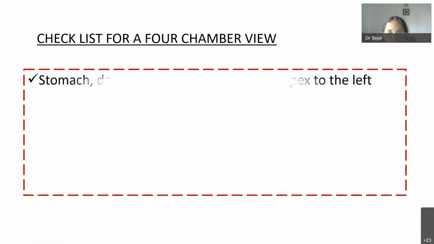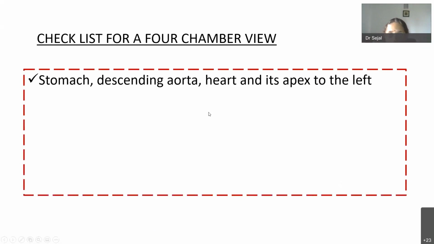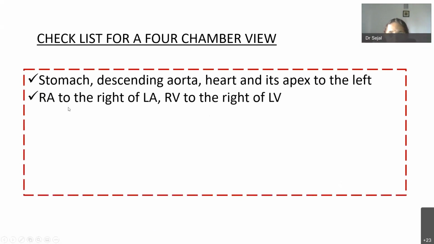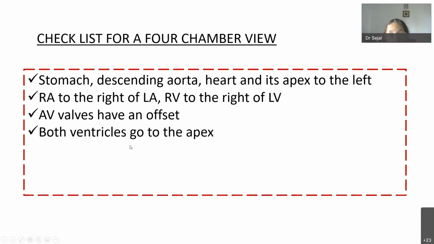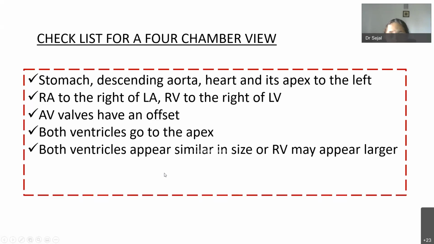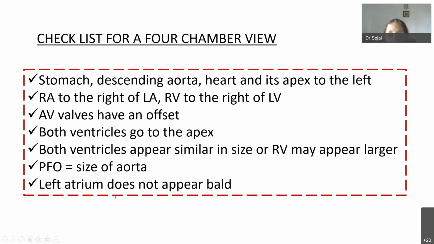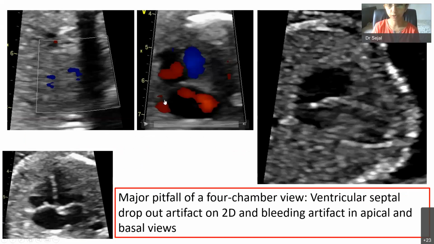So in a 4-chamber view, you need to make sure that your stomach, descending aorta, the heart and the apex of the heart are to the left. The right atrium is to the right of left atrium and the right ventricle is to the right of left ventricle. Make sure that the AV valves have an offset. Both the ventricles should be reaching the apex. Do both ventricles appear similar, or is one a little dominant in size? The PFO size should be almost equal to the aorta, and the left atrium should not appear bald. It should be like pulled ears. So these are the things which you need to go through before coming out of the 4-chamber.